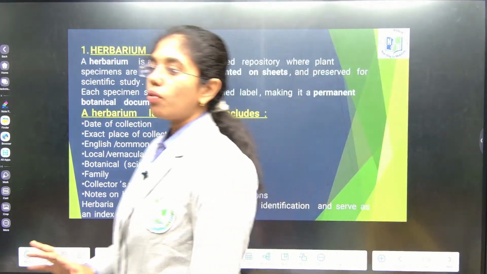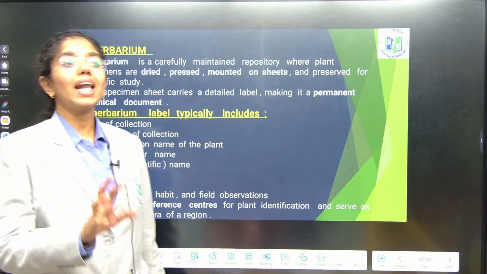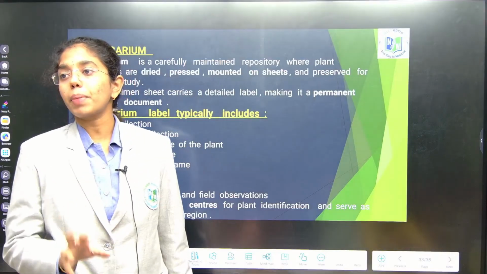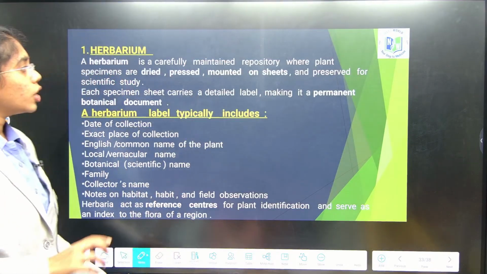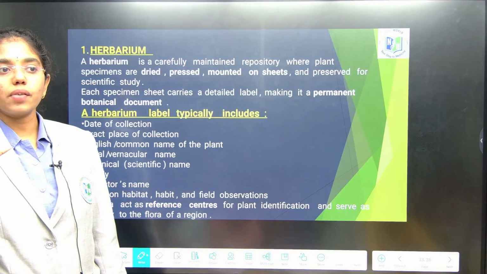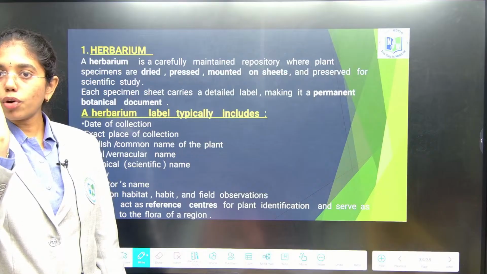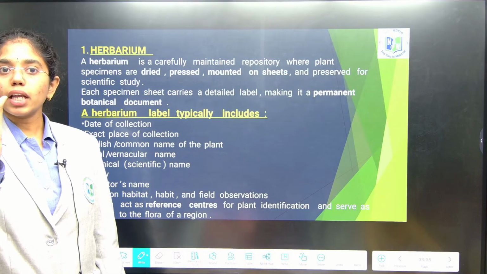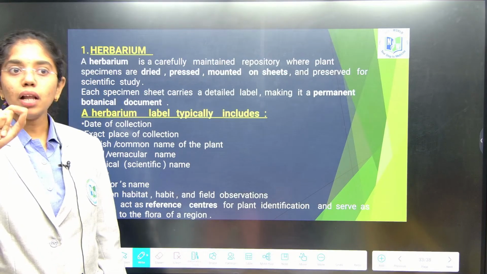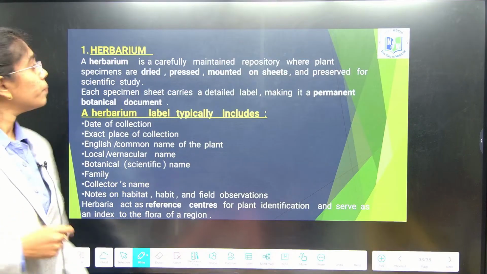Herbarium, what is a herbarium for? To collect and store or preserve plant specimens. You will collect a plant specimen in such a way that it includes the leaf, stem and a flower part. So it includes vegetative characters as well as floral characters.